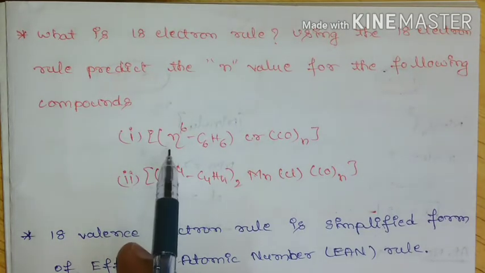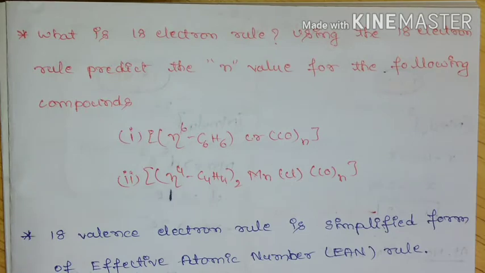So the first compound is (η6-C6H6)Cr(CO)n, and the second is [(η4-C4H4)2Mn(Cl)(CO)n]. This is a subjective type of question which is asked in the geoscientist examination. So now we will see what the 18 electron rule is.